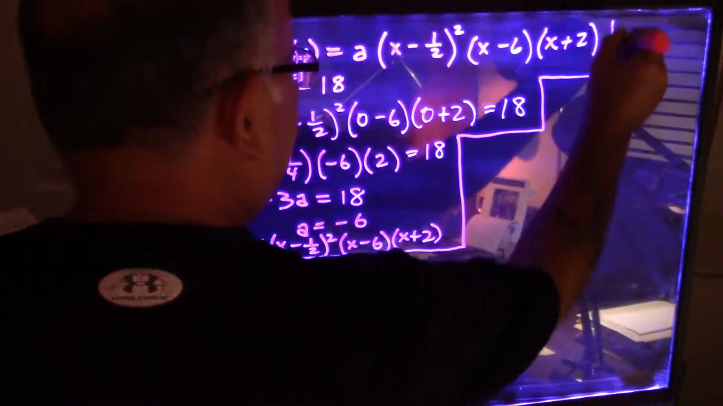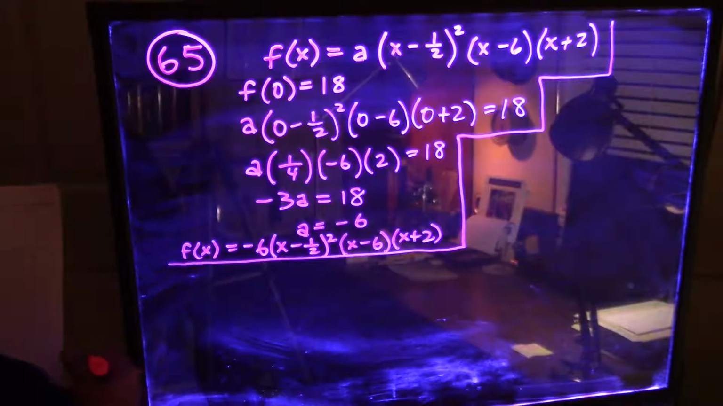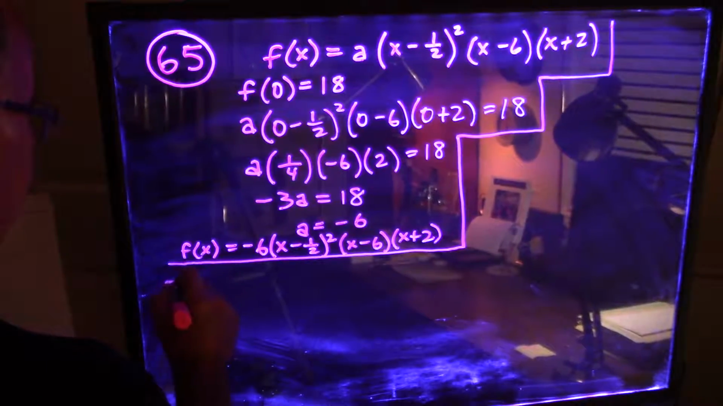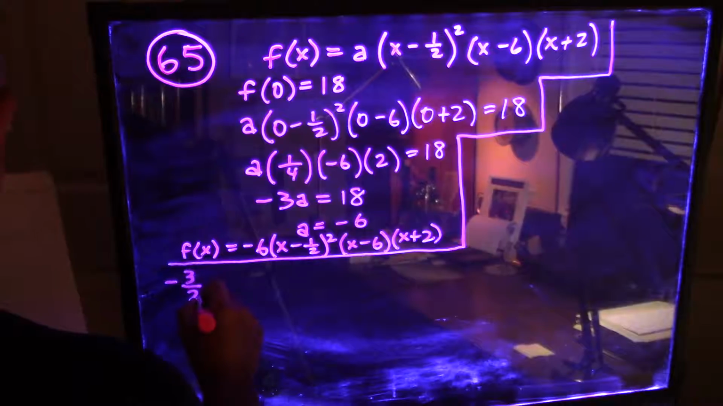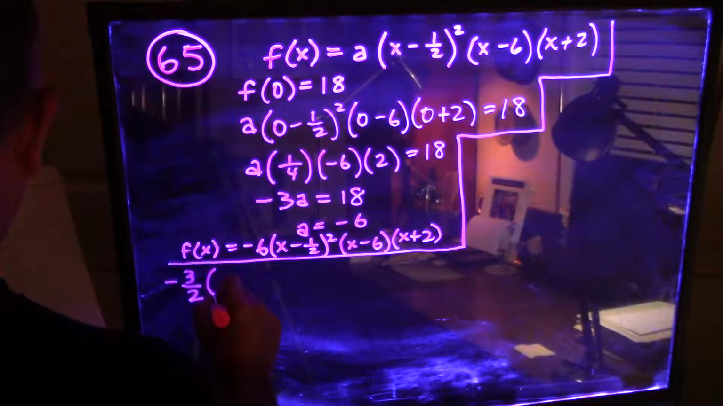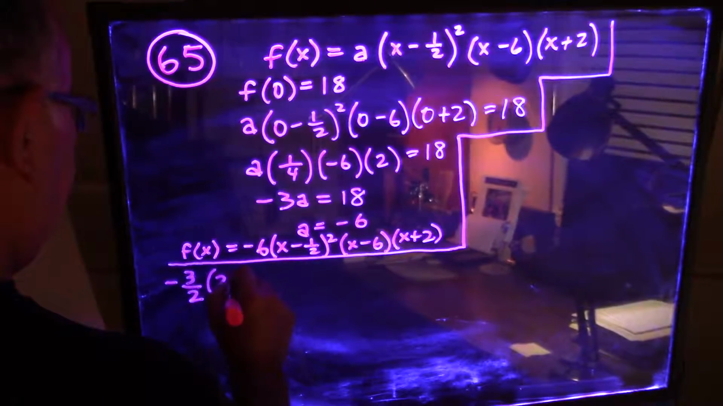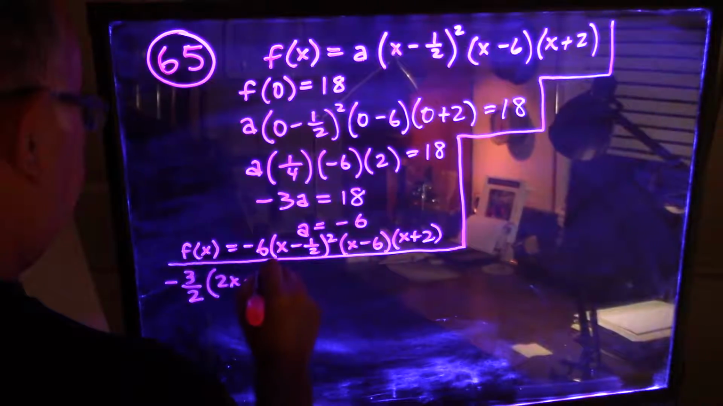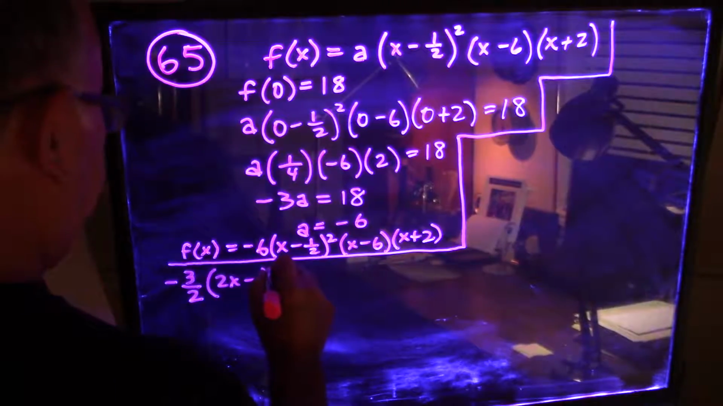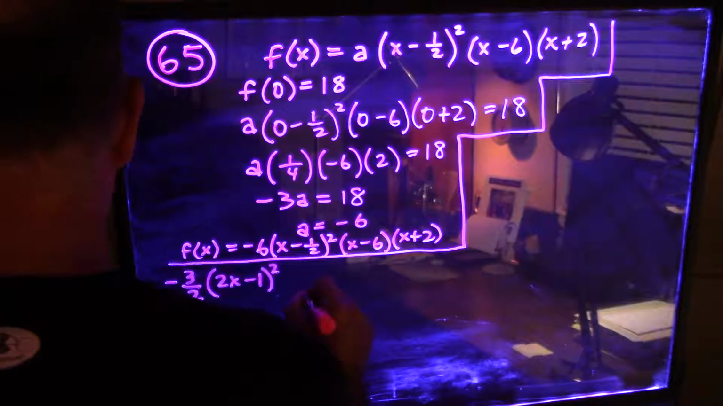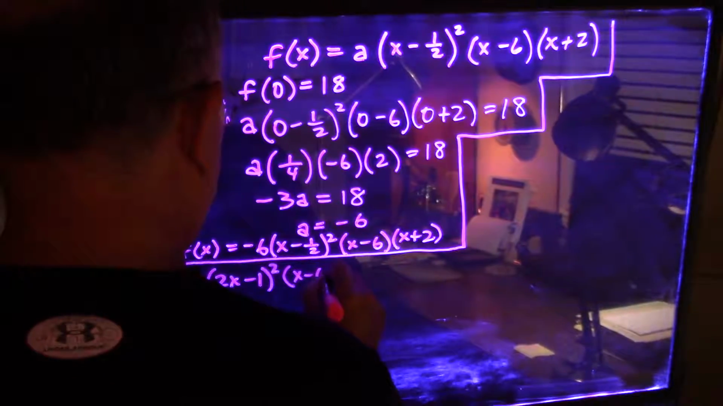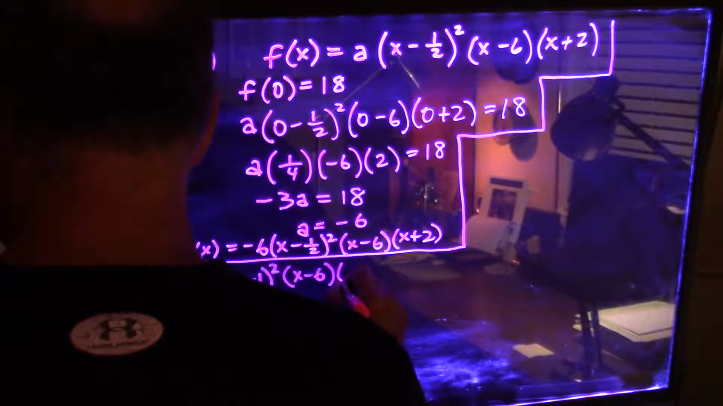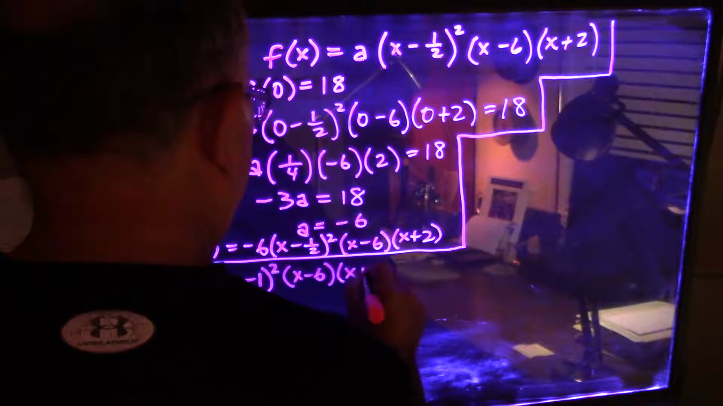I don't know if I'll use all that space there, but the book's answer is negative 3/2 times the quantity 2x minus 1 squared times x minus 6 times x plus 2.